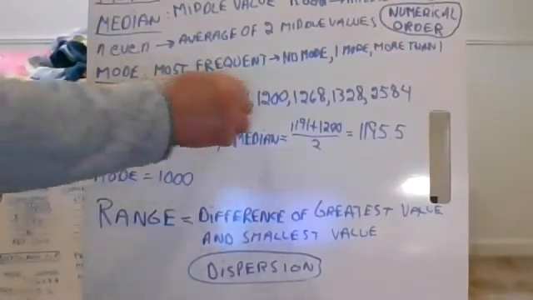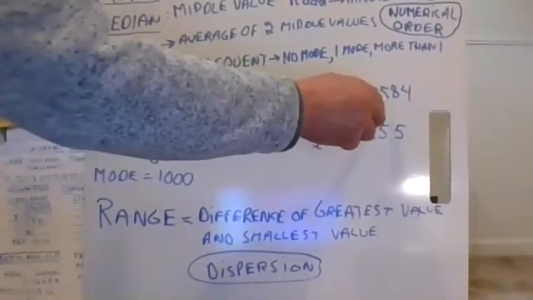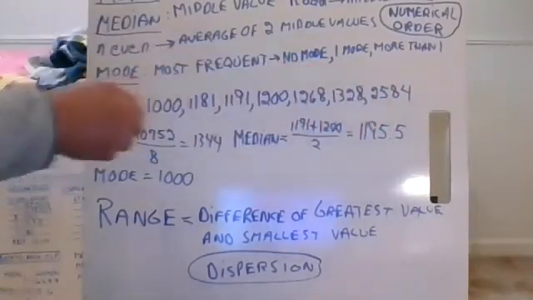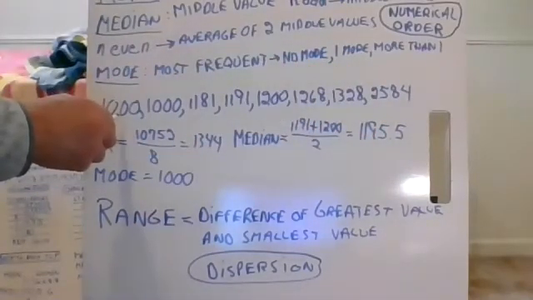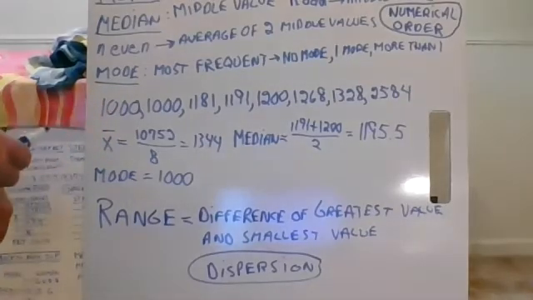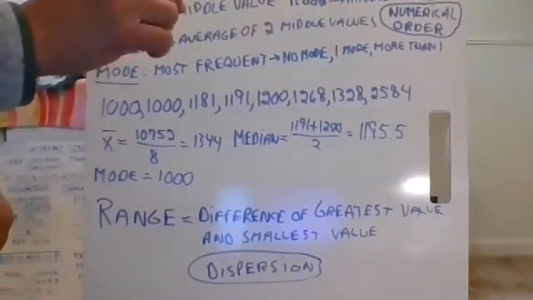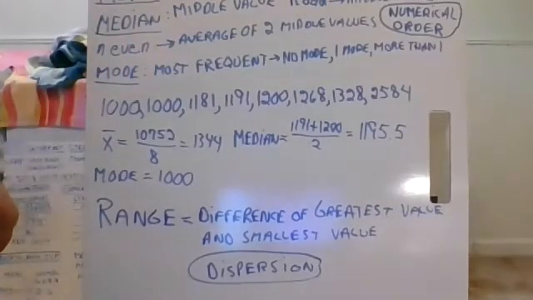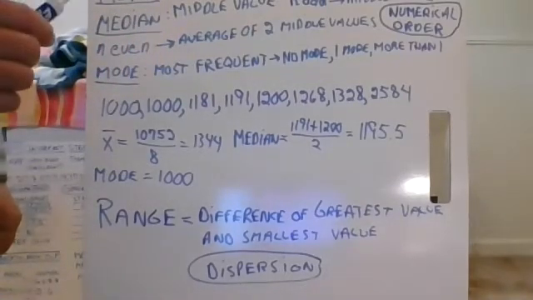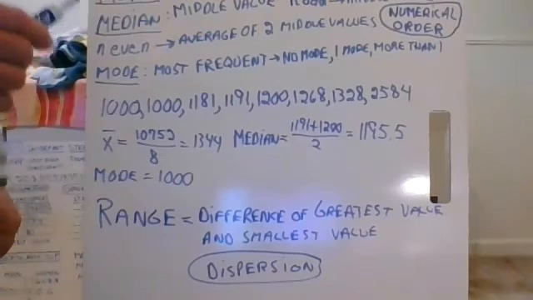So the range here would be 2,584 minus 1,000. So that's 1,584. It ranges over 1,584. That's the range. You just subtract the greatest and the least value.